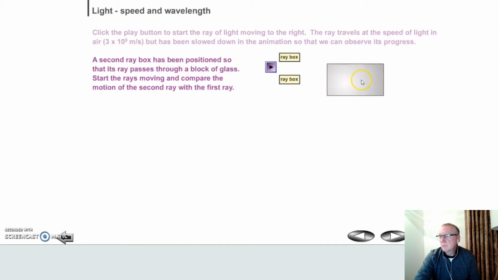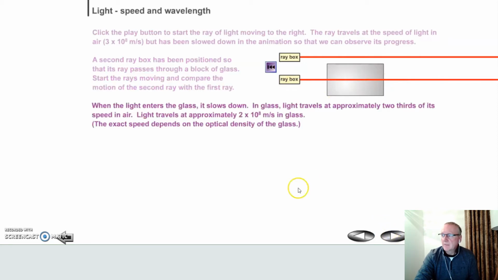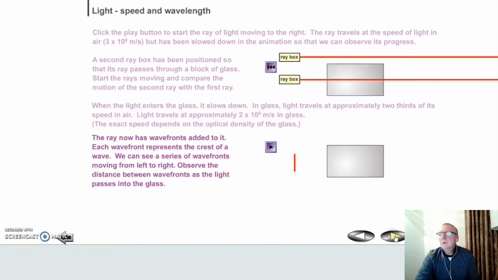So the first ray box is going through air, and the second ray box of light is going through the glass. And you can see when it goes into the glass, it slows down, which is what you would expect, the glass being a bit more dense than the air. And in fact, it slows down to about 2/3 of its actual speed in air. So it's about 2 times 10 to the power 8 meters per second in glass. The exact speed would depend on the type of glass it is.